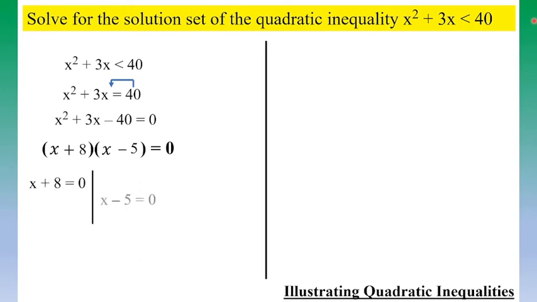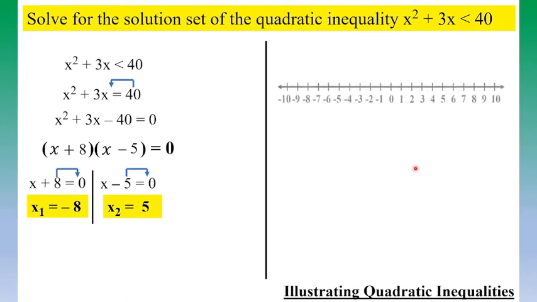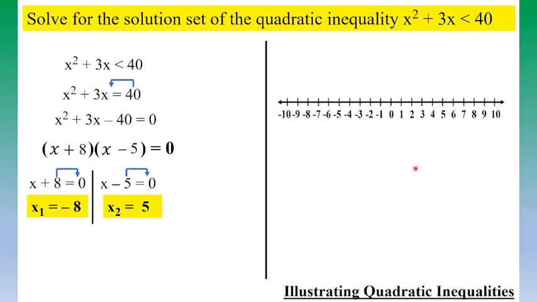Again, we're going to get the values of our x by equating each factor to 0. Our x sub 1 is negative 8, and our x sub 2 is positive 5. Since we already have our x's, take a look again, the inequality sign is less than. So we're going to use again a hollow dot. Here's our number line. Get our negative 8 and 5 and put it on our number line using a hollow dot. So here's our negative 8 and here's our positive 5.